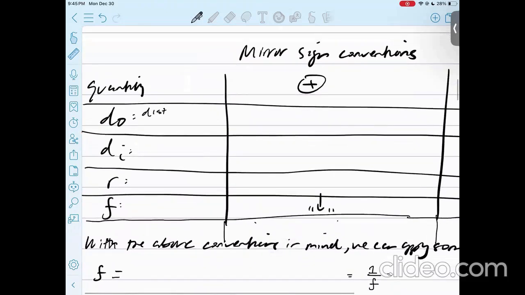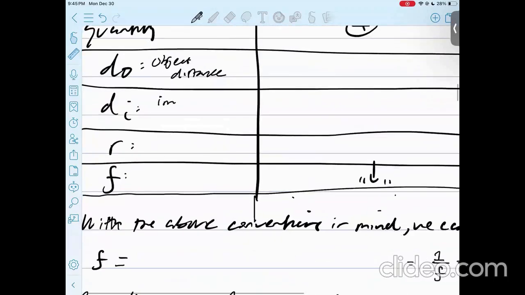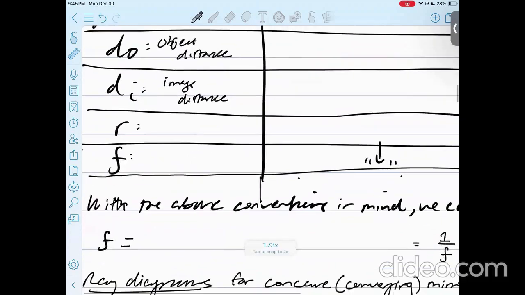dO is the object distance. So this is the perpendicular distance along the optical axis of your object from the mirror. dI, the image distance, is the perpendicular distance of the image along the optical axis from your mirror.